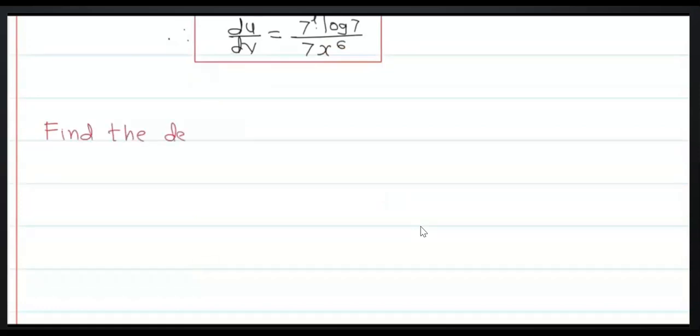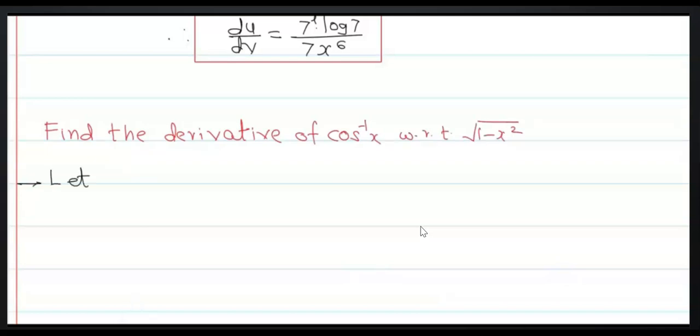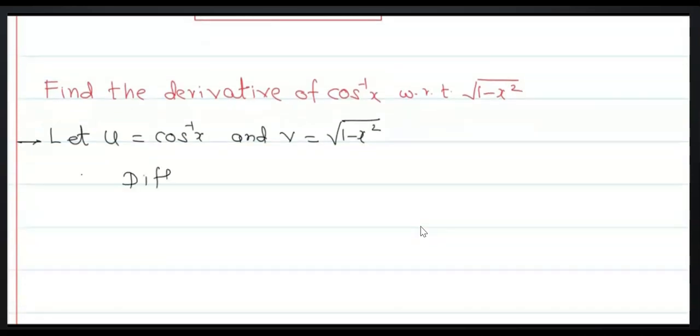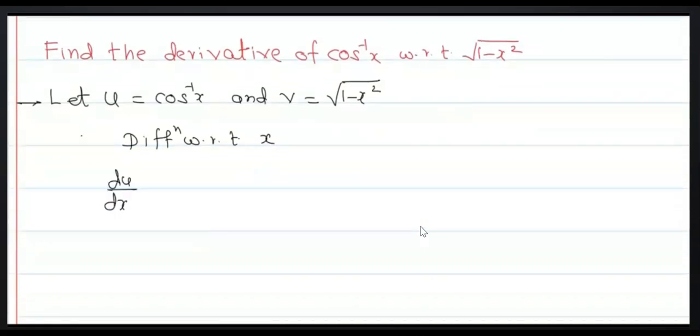Find the derivative of cos inverse of x with respect to root of 1 minus x square. Let u is equal to cos inverse of x, and v is equal to root of 1 minus x square.